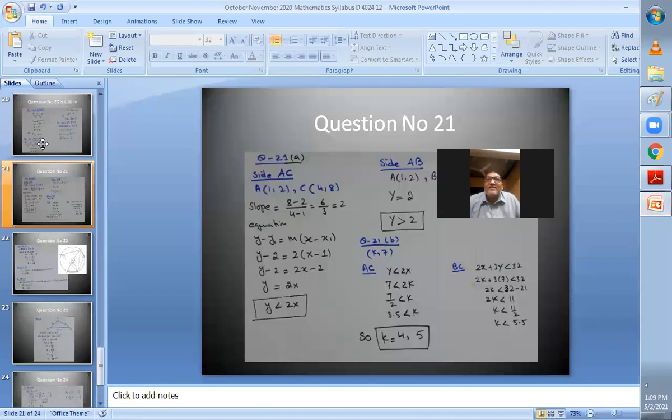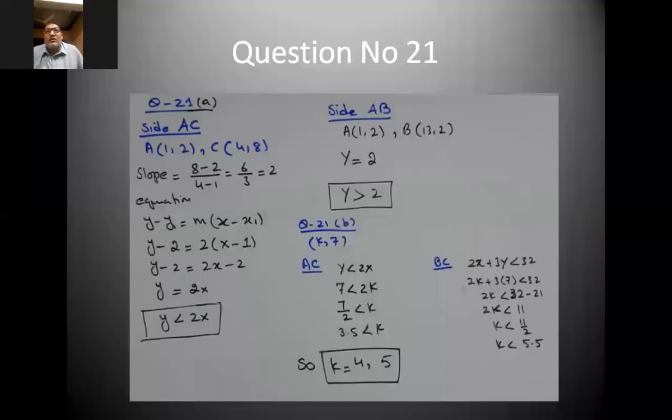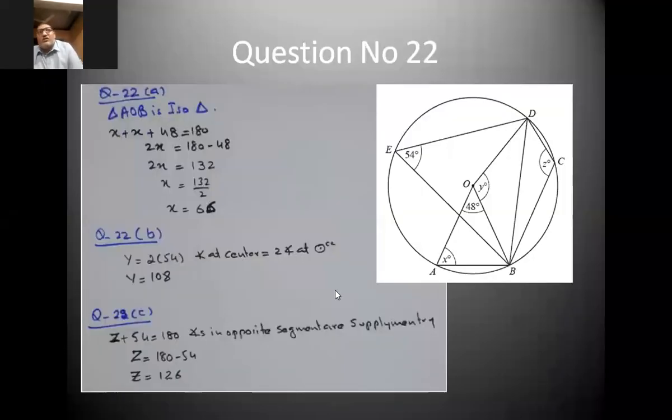Let me show you my answer. Then we'll go to the next question. Okay, so here you can see x plus x plus 48 equals 180. The reason is triangle AOB is an isosceles triangle. So 2x is equal to 180 minus 48. So 2x is equal to 132. x will be equal to 132 divided by 2. So x will be equal to 66. This is the first part.